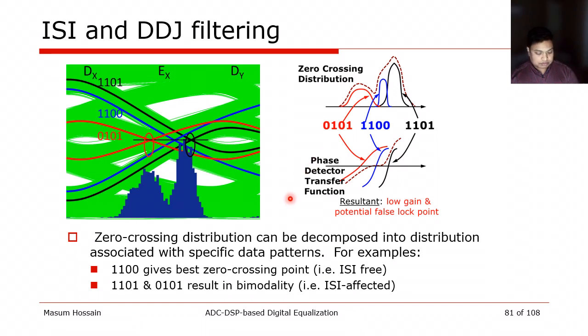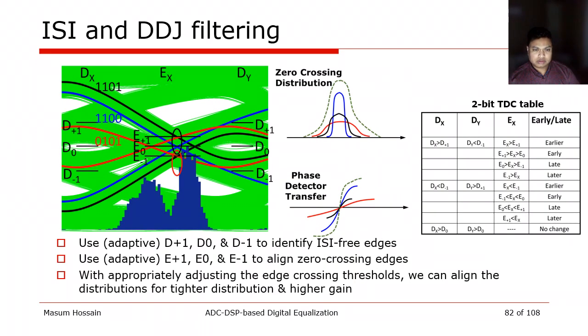So how do we improve such a scenario? One easy way to do that is to avoid the zero crossings of the ISI-affected pattern. Rather than using the E naught, I use E plus 1 and E minus 1, shifted thresholds in the edge. My objective is to intercept the black and the red traces at their intercept points, such that all these zero crossing distributions are aligned to each other and I can get a much better phase detector gain.